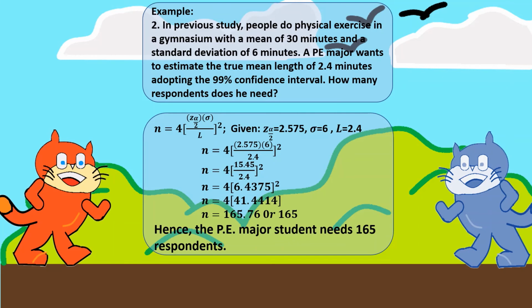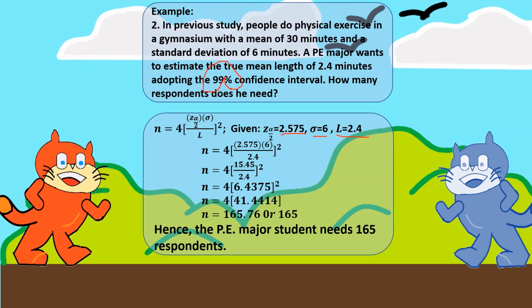So the formula to be used will be n equals 4 times the square of the quantity, the critical value multiplied by the standard deviation over L. So our critical value is 2.575 because of the given confidence level of 99%. And then the standard deviation is 6 and the length is 2.4. Substitute into the formula n equals 4 times the quantity square of 2.575 times 6 over 2.4.